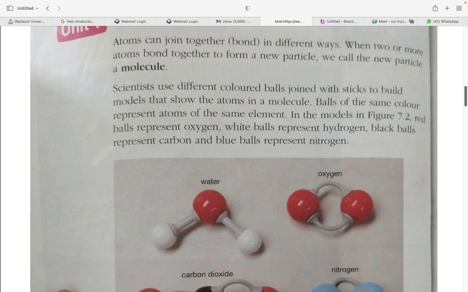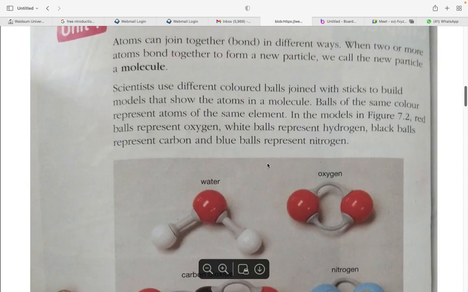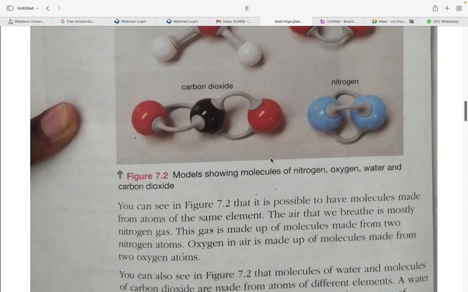Okay, now let's take a look at that from here. For example, let's use the whiteboard to do one or two illustrations. Let's start with the simplest one. Let me start with water. Take a look at this one.